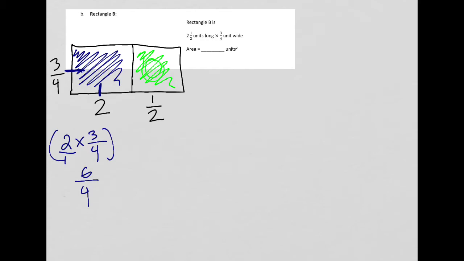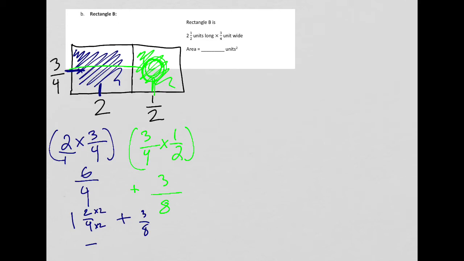My next area right here, to figure this out, it's again going to be 3/4 times 1/2. 3/4 times 1/2, if I multiply straight across, gives me 3/8. So when I think of this as 1 and 2/4, we're going to add it together with the 3/8 to figure out my total area. Now, 4ths and 8ths are different denominators, but I can turn 4ths into 8ths by multiplying by 2. So I can make this 1 and 4/8 plus 3/8, which gives me 1 and 7/8 square units. So this is the way we call the area method.